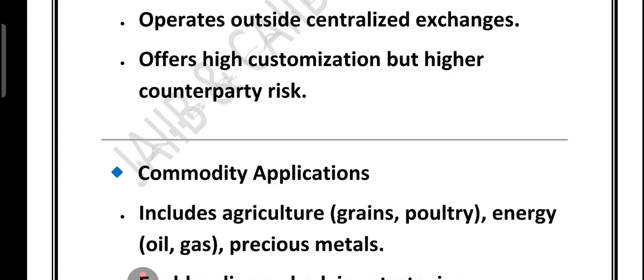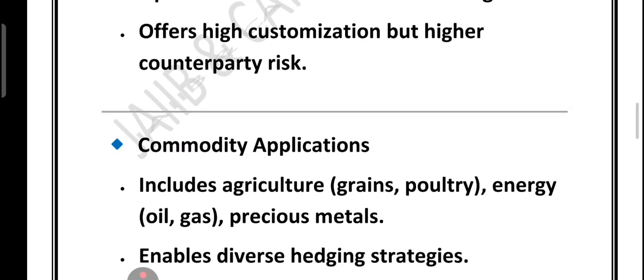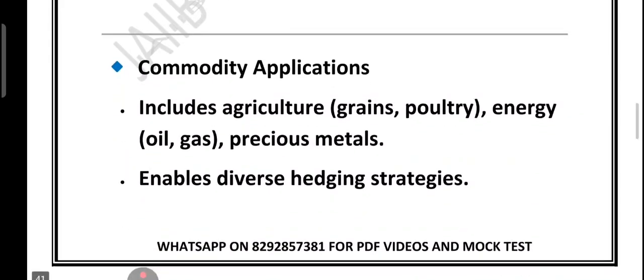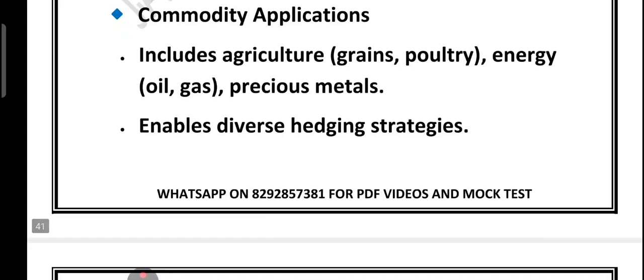It offers high customization, but higher counterparty risk is obviously there. What is the meaning of counterparty risk? Counterparty risk arises when one party defaults and does not comply with the obligation. In that case a risk is there, and that risk is called counterparty risk. It includes agriculture, energy, precious metals. All these are included under the forward contract.